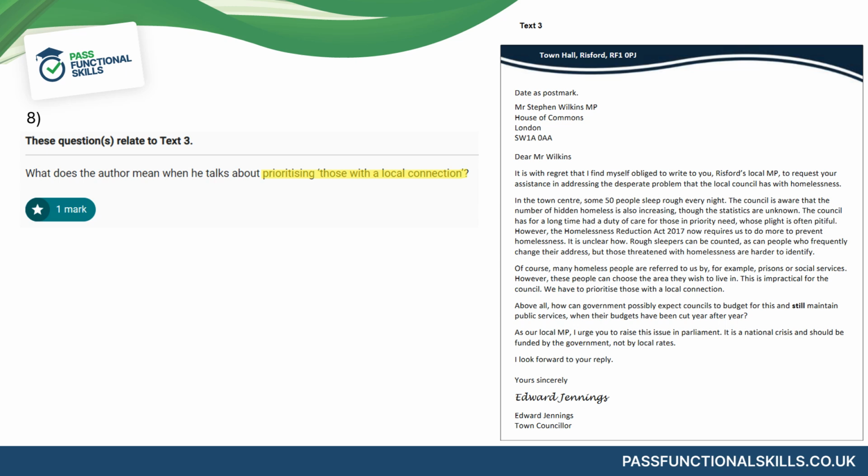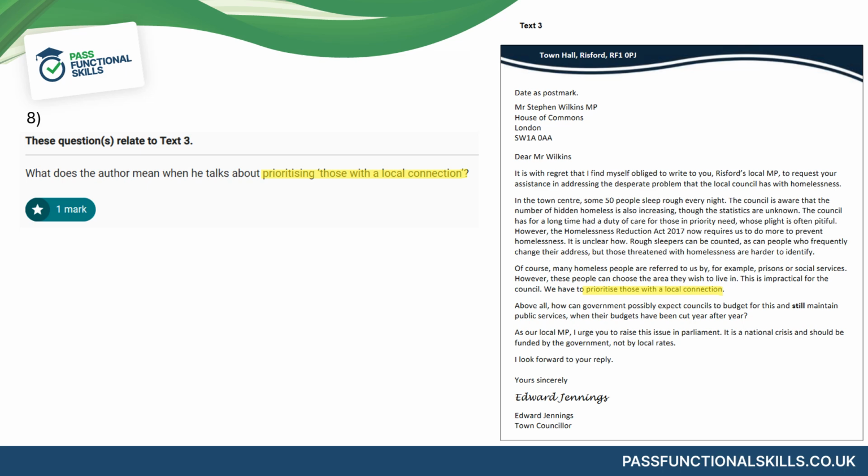So we can see that that is here in the text. So if we read that whole paragraph, it says, of course, many homeless people are referred to us by, for example, prisons or social services. However, these people can choose the area they wish to live in. This is impractical for the council. We have to prioritise those with a local connection.